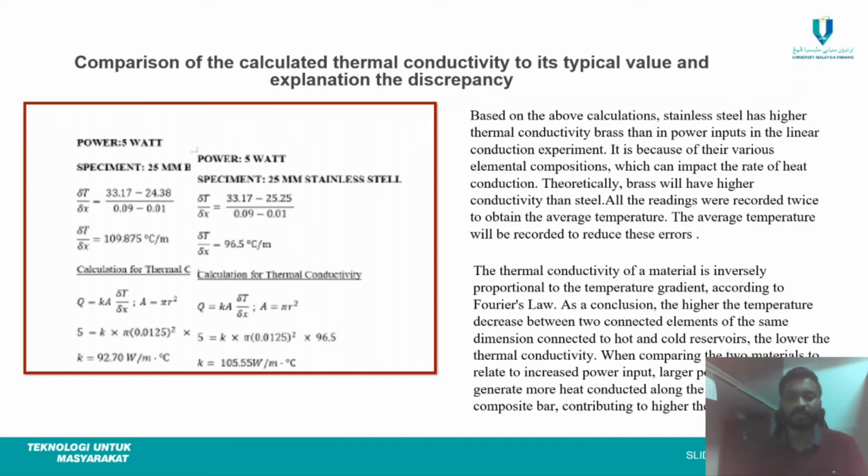As a conclusion, the higher the temperature decrease between the two connected elements of the same dimension to hot or cold reservoirs, the lower the thermal conductivity. When comparing two materials, as the power output increases, they generate more heat conducted along the composite bar, contributing to a higher temperature difference. So as a conclusion, based on the calculation, stainless steel has a higher thermal conductivity than brass in both power inputs in the linear conduction experiment. Thank you. That's all about my part.